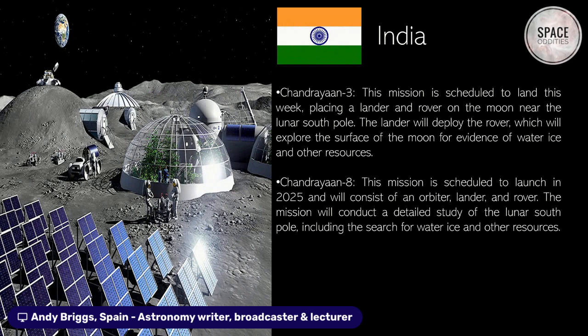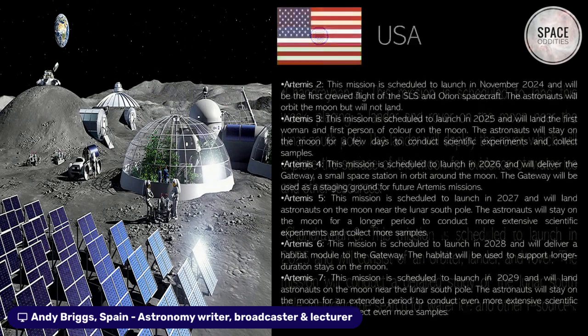numbering has changed so much, but it's scheduled to launch in 2025, and like Chandrayaan-3, it will consist of an orbiter and a lander and a rover, and they're going to conduct a detailed study of the lunar South Pole, including the search for water, ice, and other resources.